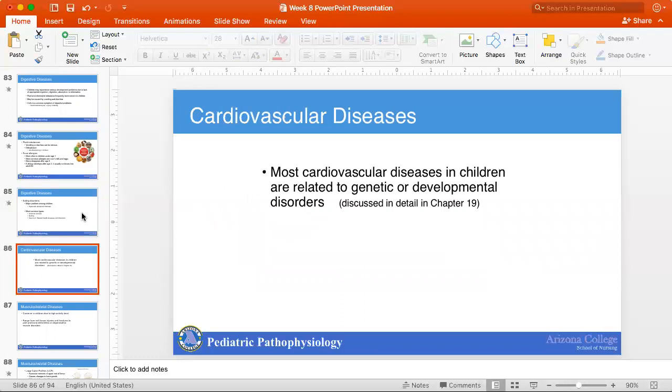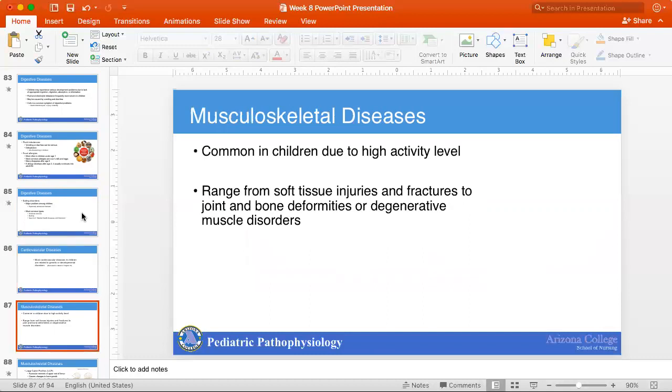Now looking at cardiovascular diseases, most cardiovascular diseases in children are related to genetic or developmental disorders. Injuries are common in children due to high activity level. Looking at musculoskeletal diseases, they range from soft tissue injuries and fractures to joint and bone deformities or degenerative muscle disorders.